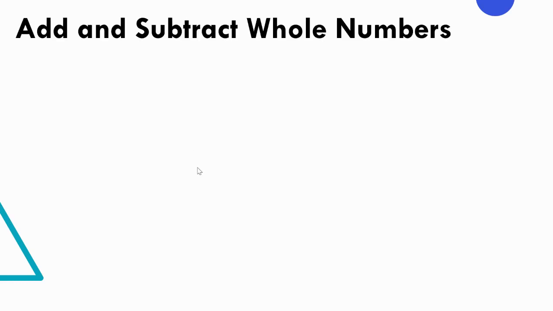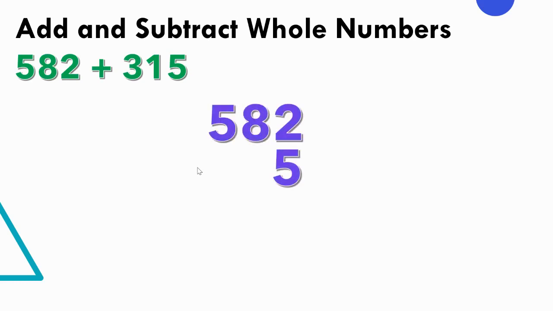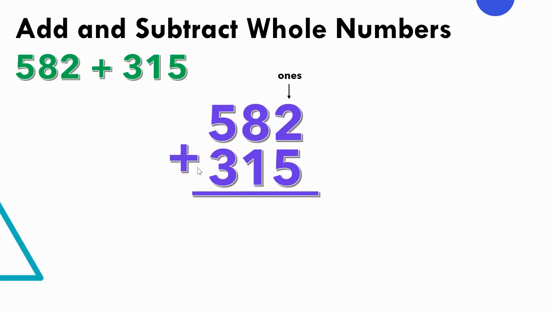Now let's add and subtract whole numbers. Today we're not going to be regrouping. Let's start with 582 plus 315. 582, and then we can go ahead and place 315 underneath. Notice that the place values line up. So the ones place has the 2 in 582 on top of the 5 in 315 because both the digits are in the ones place.